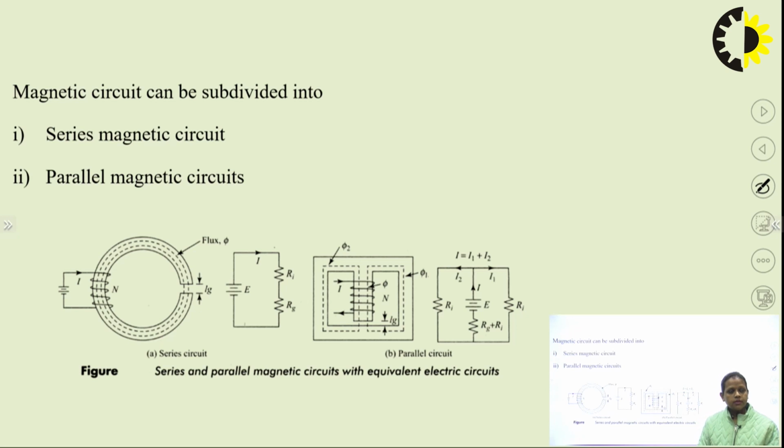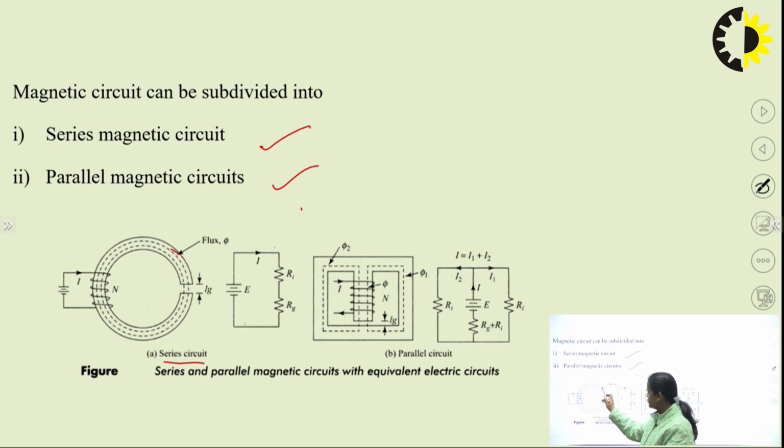Then coming to the classification of magnetic circuit. A magnetic circuit can be subdivided into series magnetic circuit and parallel magnetic circuit. Here you can see the circuit for a series magnetic circuit. In series magnetic circuits, the flux will be the same.